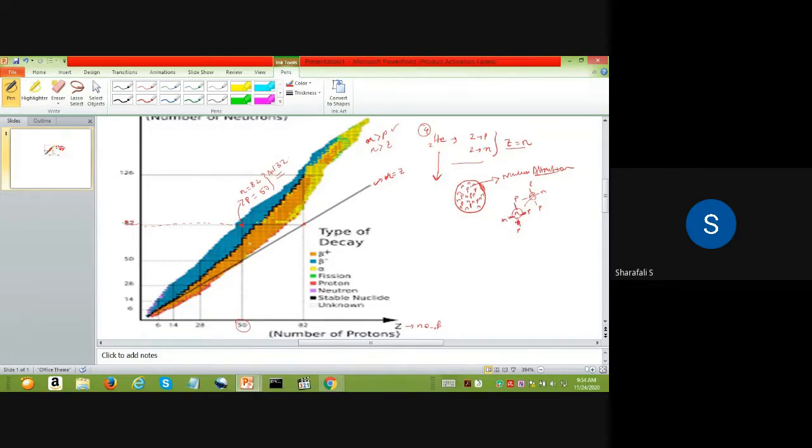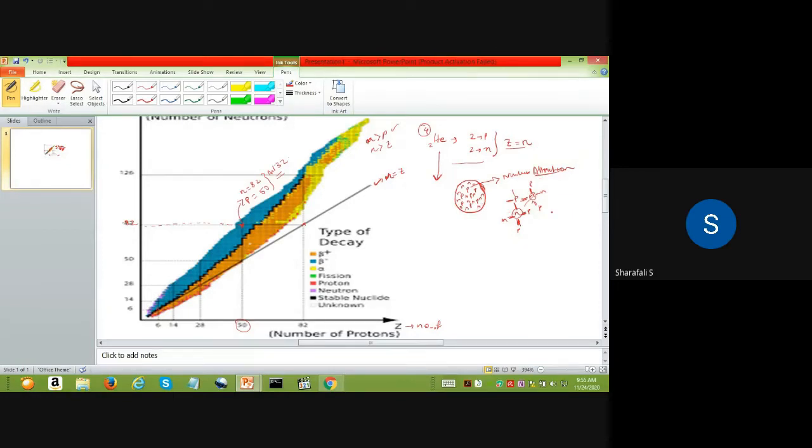That we already discussed when we discussed the nuclear force. The nuclear force is short range, and it acts between neighboring nucleons only. It will not interact with the other nucleons. Similarly, this neutron will interact only with these nucleons, and this proton interacts only with its adjacent neighboring nucleons. It will not interact with any far nucleons.